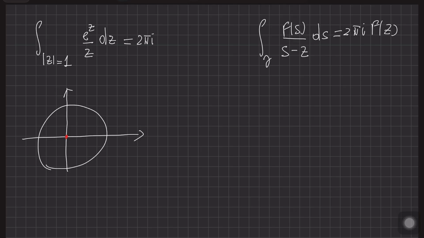Now, f(z) for me is going to be e to the z evaluated at 0. And e to the 0 is equal to 1, so times 1, this is just 2 pi i.